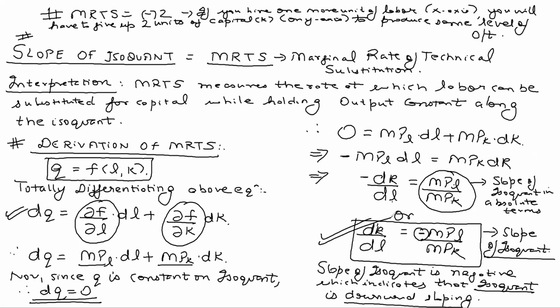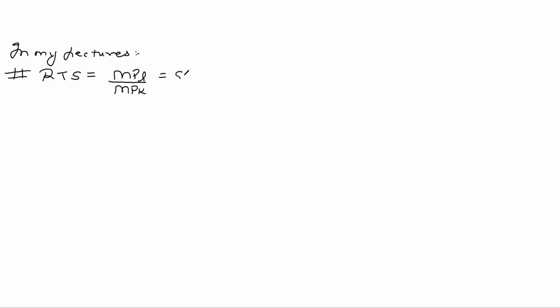I hope students are clear with this. And now, one more thing. What I will be using in my lectures is as follows. Whenever I talk about RTS, rate of technical substitution, it is MPL by MPK, which is the slope of the isoquant in absolute terms.